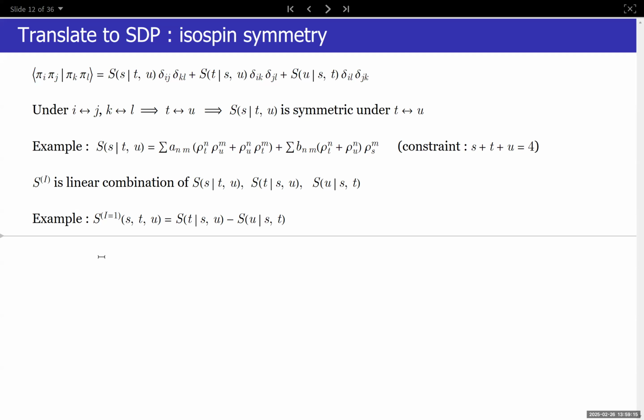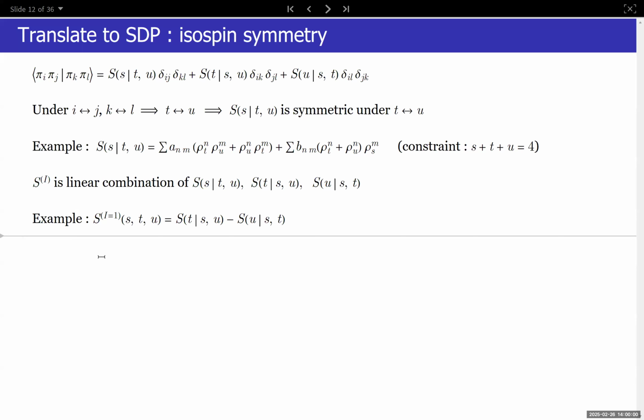Demanding this function be symmetric in T and U translates, in terms of real variables, to this ansatz. In this ansatz, you can already see it's explicitly symmetric under T and U exchange. It's not the most generic one, because we also have to impose the constraint S plus T plus U equals 4. If you impose this, then we have this ansatz. Similarly, we have ansatz for the other functions.